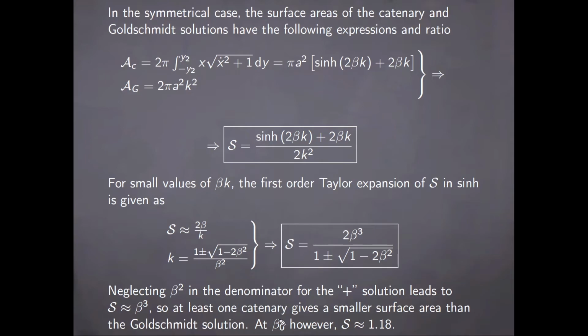However, when I reach the point where beta is equal to beta 0, the critical value, then putting it in here, it follows that S is approximately given by 1.18. So what this means is that at the critical value, the Goldschmidt solution actually gives a smaller surface area than the one provided by the catenary curves.